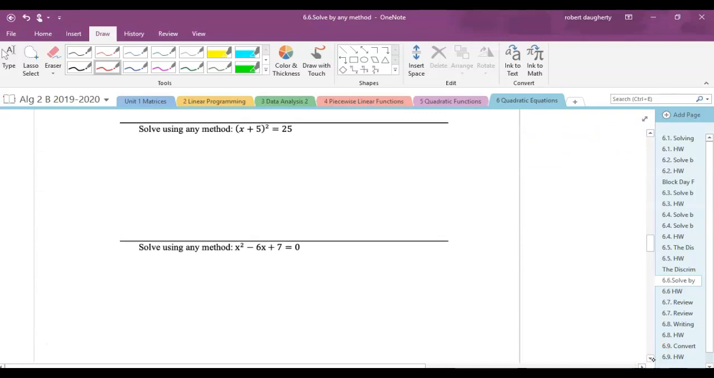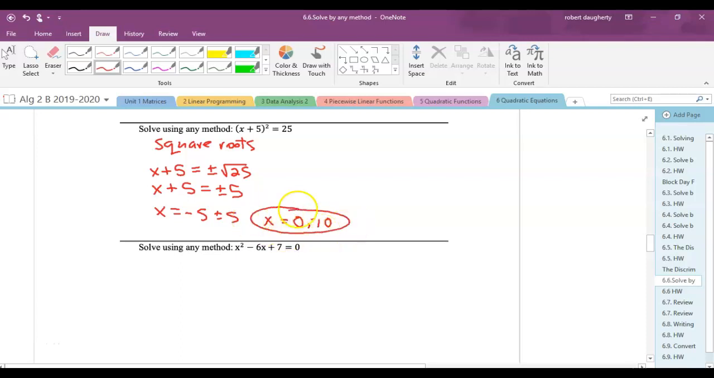So if I'm looking at this, how am I going to solve this guy? I'm going to solve this by taking square roots, because I see a perfect square. So I'm going to get x plus 5 equal plus or minus the square root of 25. Even if you know the square root, which is 5, it's still going to have a plus or minus. You're going to have two real rational solutions. X equals negative 5 plus or minus 5, so that gives me x equals 0 or negative 10. That's the easiest way to solve this.